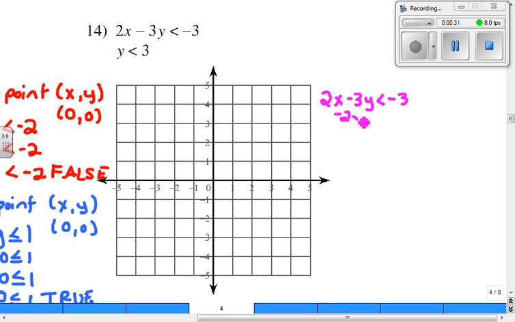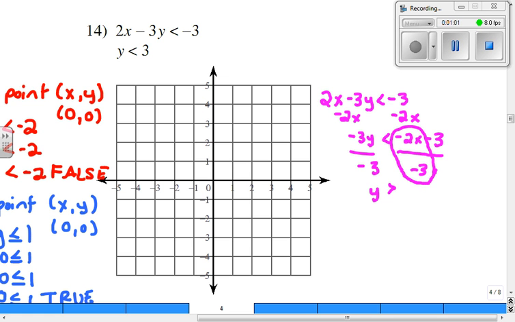So I'm going to subtract 2x from each side. And I have negative 3y is less than negative 2x minus 3. Divide both sides by negative 3. Because I divided by a negative, I have to flip my sign. That means I have negative 2x divided by negative 3, which gives me a positive 2/3 x. And then I have negative 3 divided by negative 3, which gives me a positive 1.